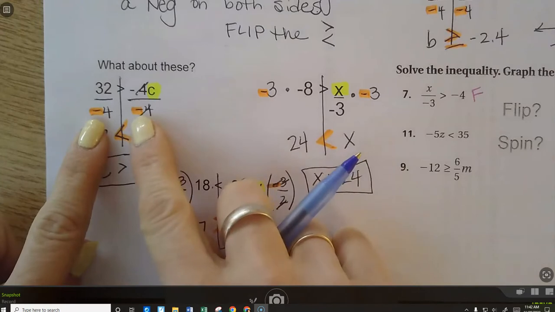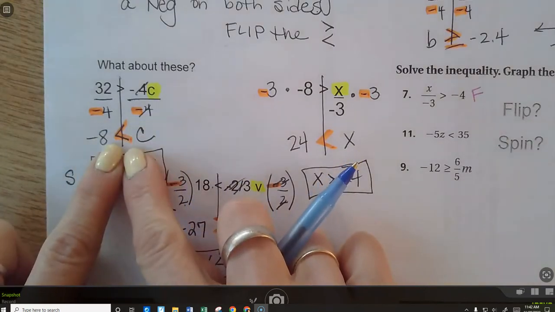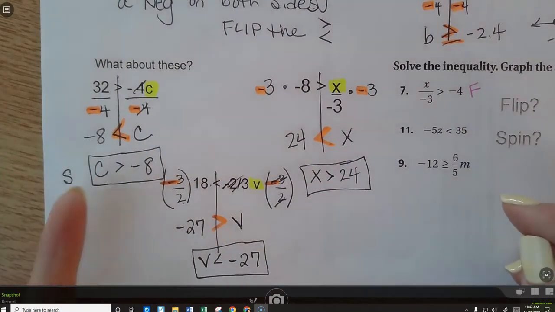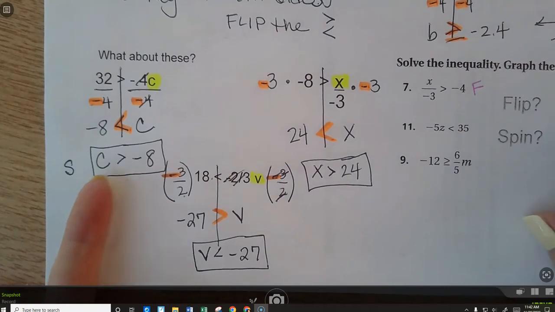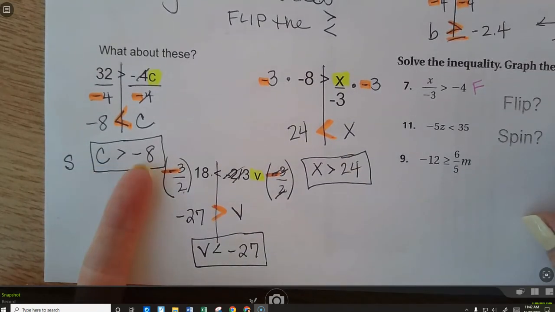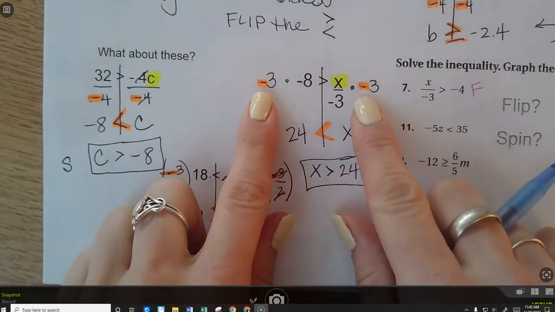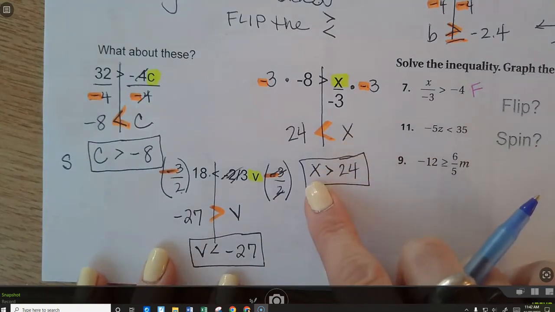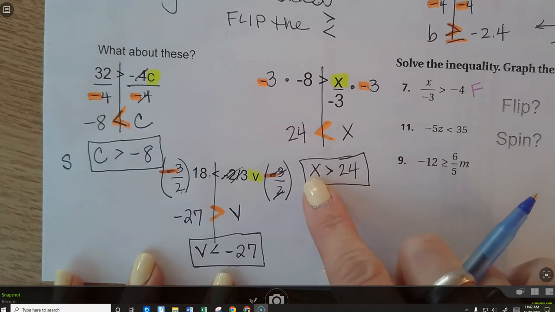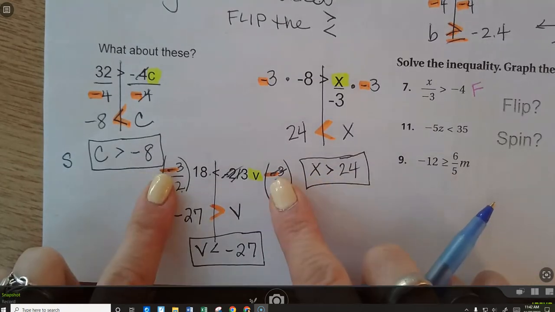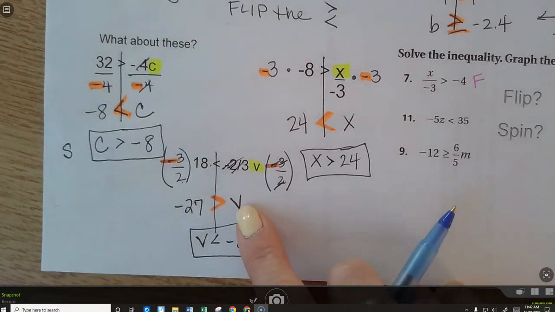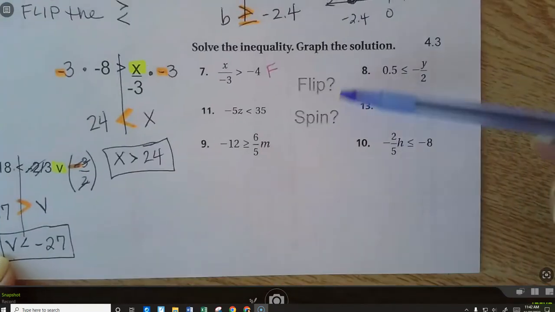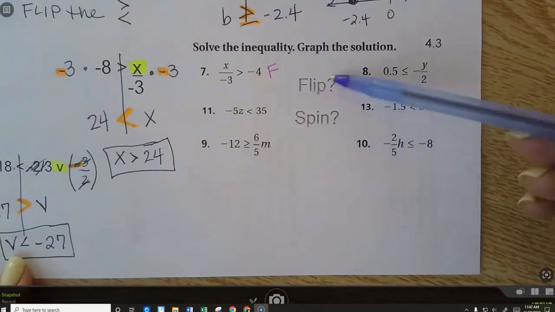Here, let's start here. I divided by a negative on both sides, so that's a flip. And then my variable was in the back, so I have to spin the whole answer around and write the variable in the front. And now it looks like it's going the other way again, right? So again, I multiplied by a negative on both sides, so that's a flip in orange. And then my variable was in the back, so I spin it around and rewrite it as my final answer with the X in front. Multiply by a negative on both sides, so that's a flip. Variable's in the back, so at the very end, I spin and write it with the variable in the front. So we talked about how you could have a flip, a spin, or both, depending on the problem.